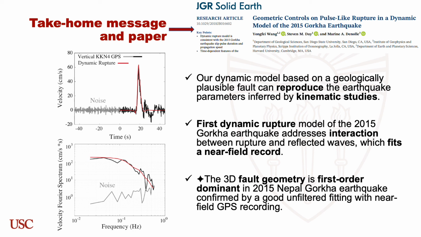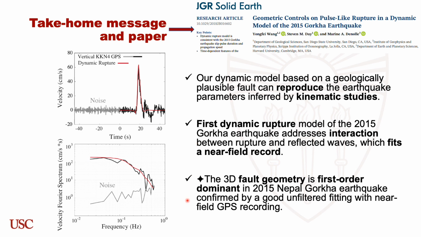Okay, take-home message and paper. This study has been published in JGR Solid Earth. Our dynamic rupture model based on the geologically possible fault can reproduce the earthquake parameters inferred by the kinematic studies. And this is the first dynamic rupture model of the Gorkha earthquake which addresses the interaction between the fault and the reflected waves, and which fits a near-field ground motion.